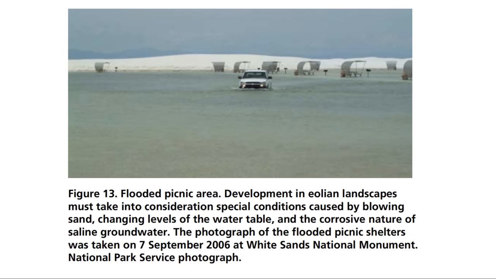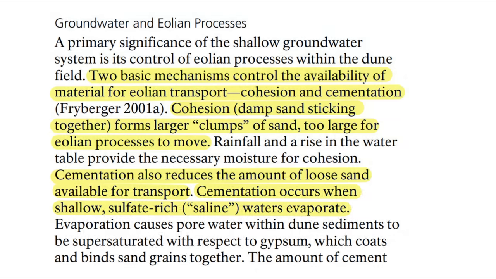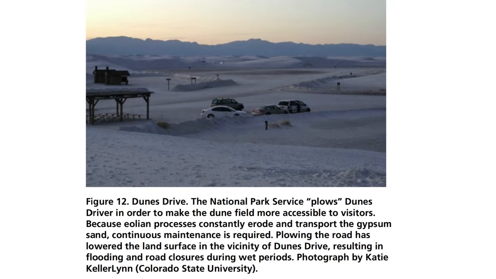As we scroll down in the article, we see here that there are two basic mechanisms that control essentially the wind transport of the sand: cohesion and cementation. Cohesion is where damp sand forms clumps and sticks together, and it becomes too large and heavy for the wind to move. It goes on to say that cementation also reduces the amount of loose sand available for transport. And this is important to understand, because that shows us that if there's more rainfall, even if there's not necessarily vegetation, the fact that the sand is denser and heavier and clumping together means that the wind really can't move it as much as it normally would be able to.